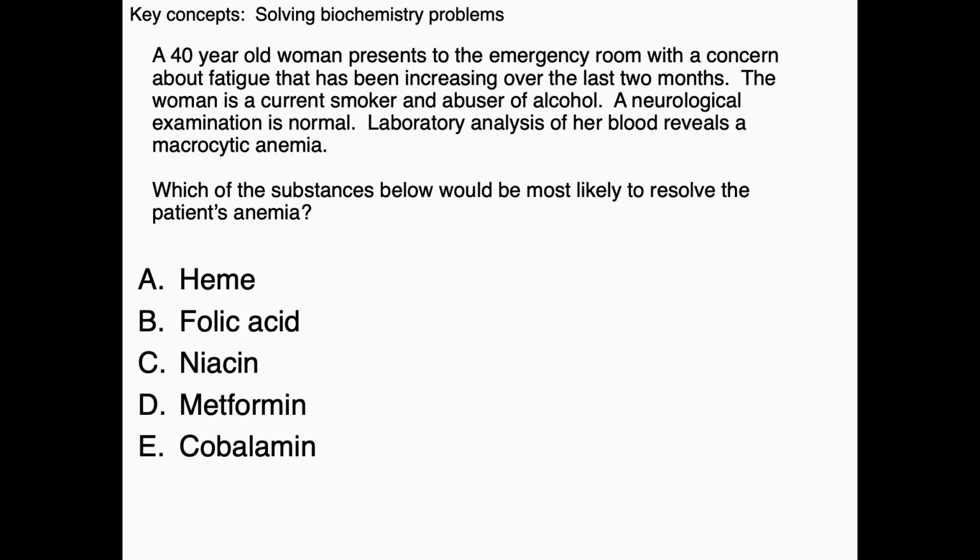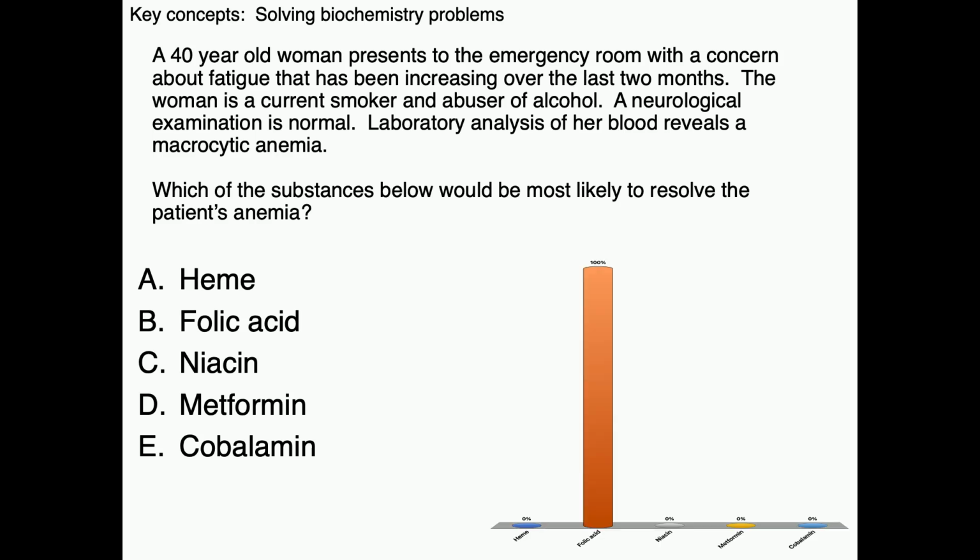Okay, so I think now we're going to have 100% folic acid on this, right? The next best answer would be vitamin B12 or cobalamin. Vitamin B12 deficiency is also associated with a macrocytic anemia. So what would be the key phrase in here that would point you away from vitamin B12? Anybody know? Yeah, normal neurological exam. That's exactly it.